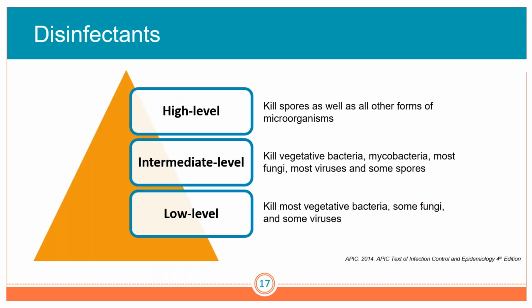All right, so disinfectants. Once again, we're breaking it down: our low level, intermediate level, and high level. Low level kills most vegetative bacteria, some fungi, and some viruses. Intermediate level kills vegetative bacteria, mycobacteria, most fungi, most viruses, and some spores. And then high level kills spores as well as other forms of microorganisms. So those are going to be your high level disinfectants.